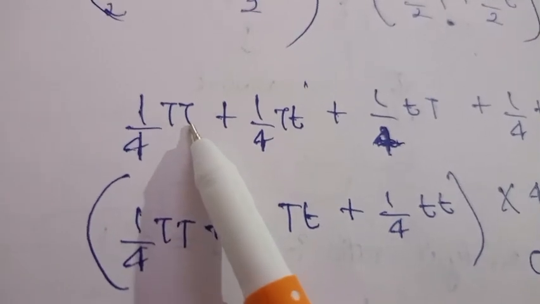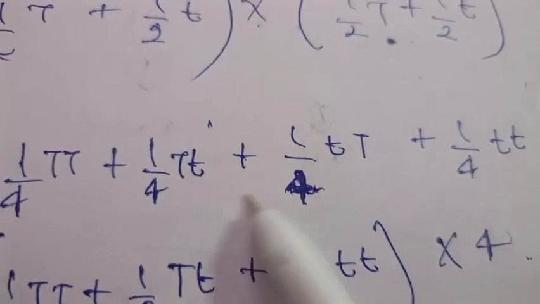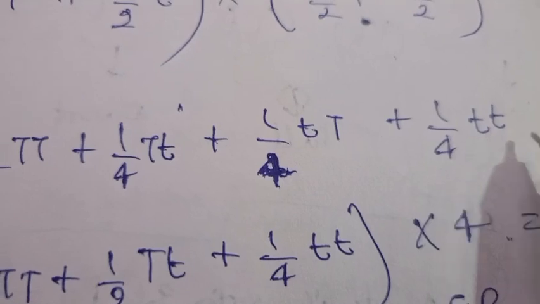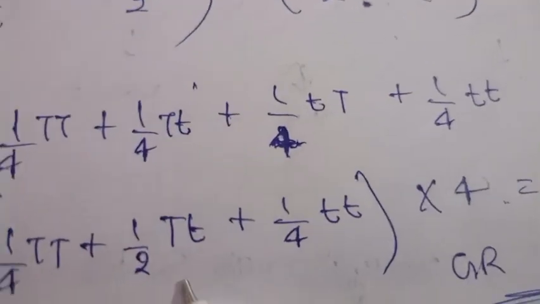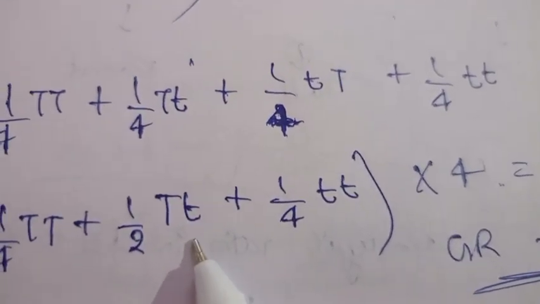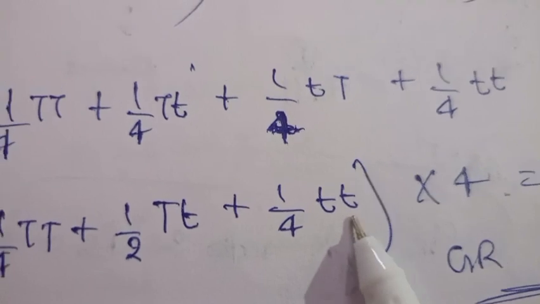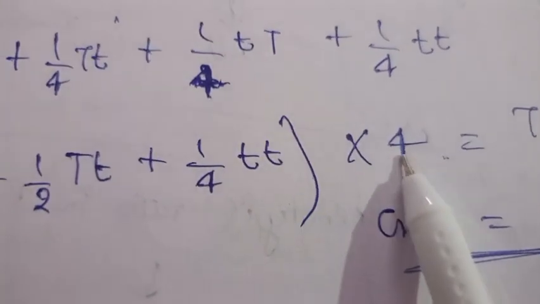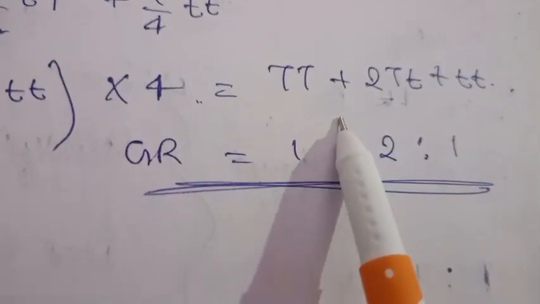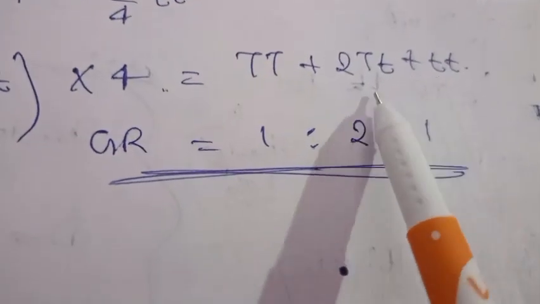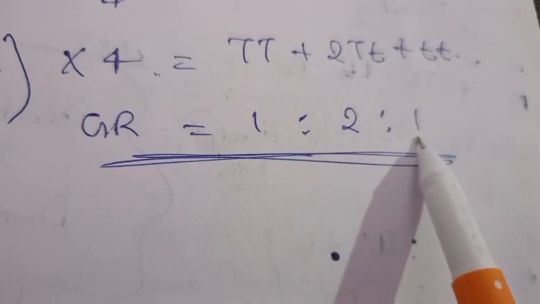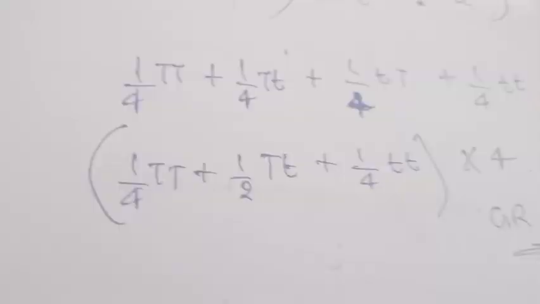1 by 4 homozygous tall, 1 by 4 heterozygous tall, 1 by 4 heterozygous tall, plus 1 by 4 homozygous dwarf. 1 by 4 heterozygous tall plus 1 by 2 heterozygous tall plus 1 by 4 homozygous dwarf. Capital T capital T plus 2 capital T small t plus small t small t. Genotypic ratio is 1 is to 2 is to 1, as we have got.